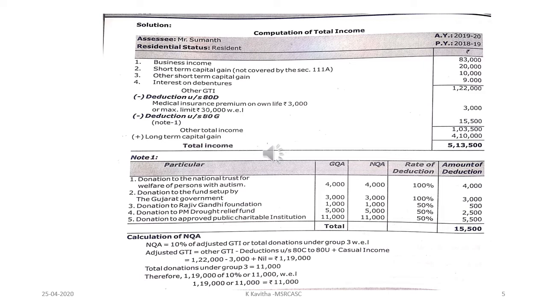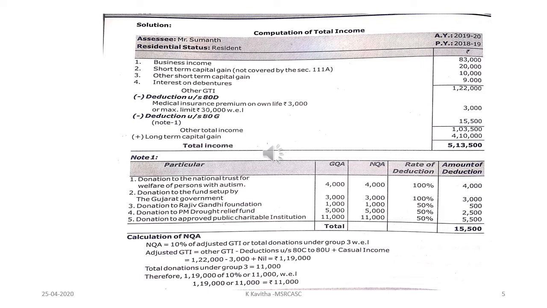Donation to Gujarat government, fund set up by the Gujarat government is 100% deductible. So entire 3,000. Donation to Rajiv Gandhi Foundation is 50% and you have gross qualifying amount is 1,000. Out of that 1,000, only 50% means 500 is deductible. Donation to Prime Minister's Drought Relief Fund, 5,000, out of which 50% is only eligible, so 2,500. And the last fifth one, donation to approved public charitable institutions.